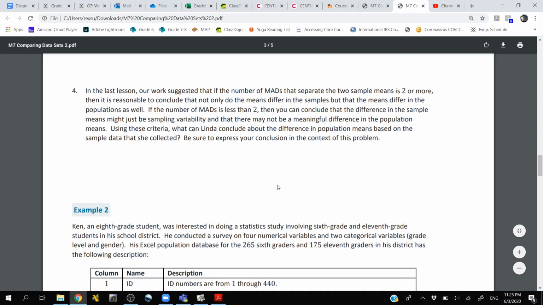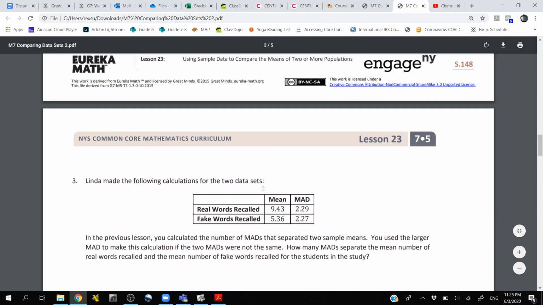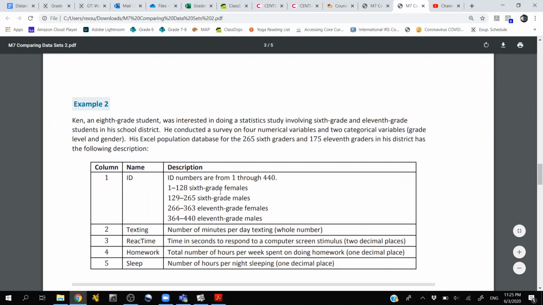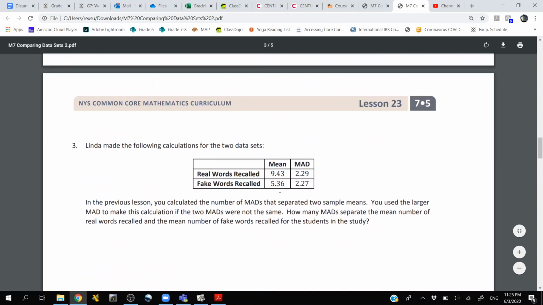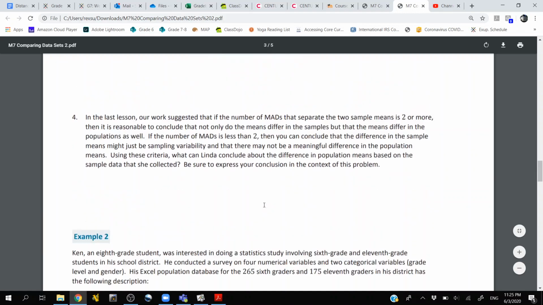And in the context of this problem, you're saying that do people recall fake words better than real words, or is this just a sampling problem? I mean, the difference between these. Is that just a sampling problem, or is it actually that people recall the real words better than the fake words?